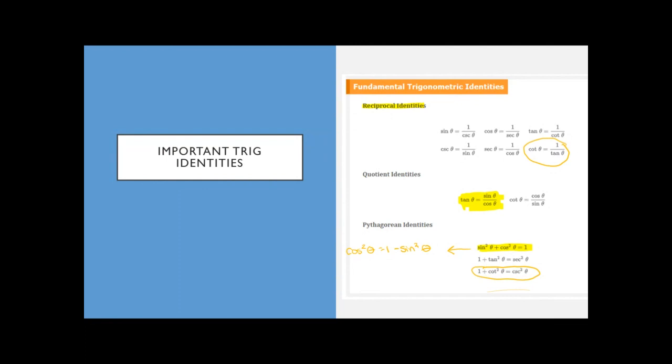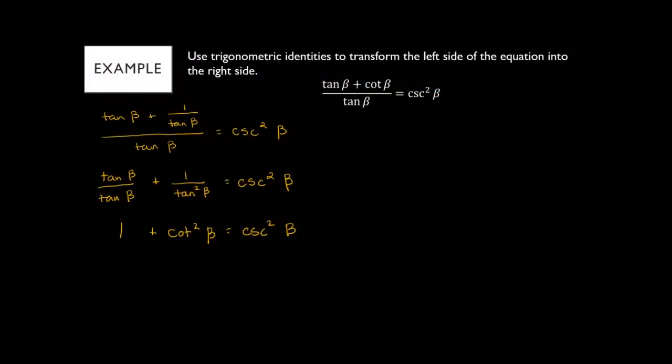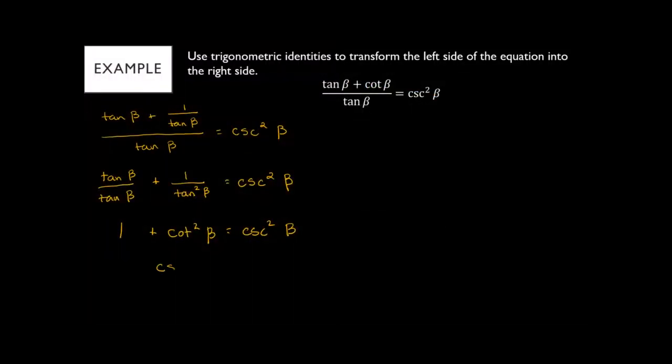As I'm going through these, I'm looking at the trig identities I have, and you think about, well, where am I heading? What might be helpful to get there? So our final step here is just to use that trig identity, and we get cosecant squared of beta equals cosecant squared of beta. And so now we've got the left side equal to the right.